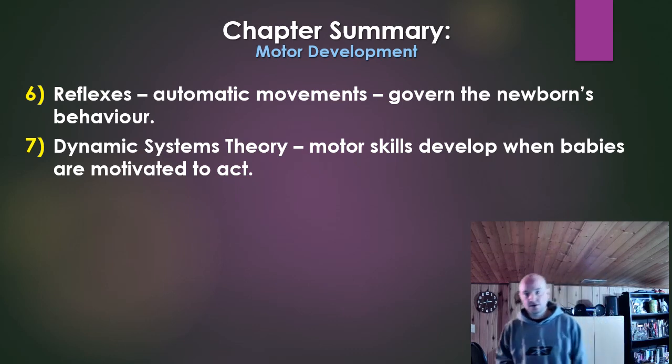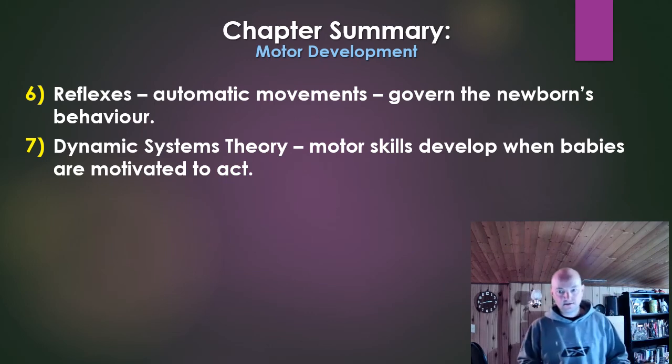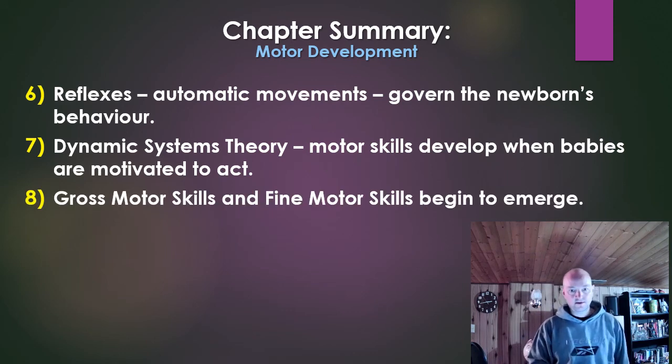Then we talked about Arnold Gesell and his idea of a dynamic system theory, that motor skills develop when babies are motivated to act, and it's this dynamic exchange with who they are genetically and how their environment's motivating them to engage. They move their arm because there's a toy that they want, and the toy that they want is an important part of learning the functionality of moving the arm.